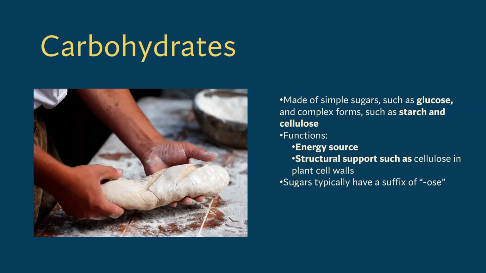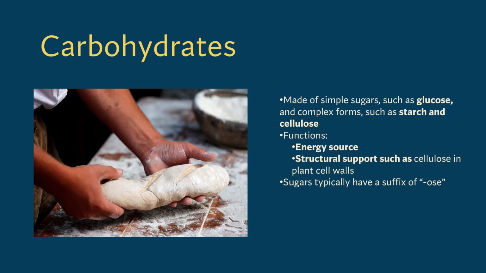Complex carbohydrates are made of many sugar molecules linked together into a chain. Starch is a carbohydrate found in foods like potatoes, rice, and pasta. Plants will store energy as starch, and when we eat, our bodies will break down that starch into glucose for energy.